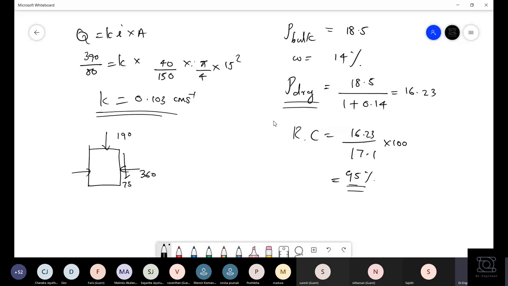So you can use your Mohr circle knowledge. They're asking us to find the minor principal stress, right? So if you draw the Mohr circle, you'll get something like this. One value is 190, another value is 360. Here this is 75, this is 125. You can find the center by adding, 360 plus 190 divided by 2, so that is 275. You can find the radius. The objective is to find this distance. The radius, this distance, is 85.